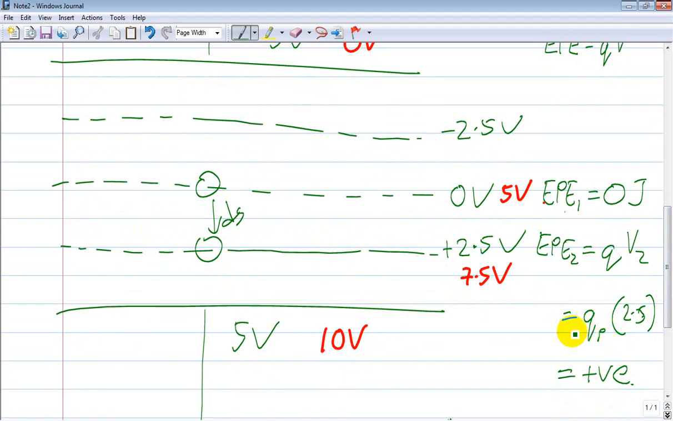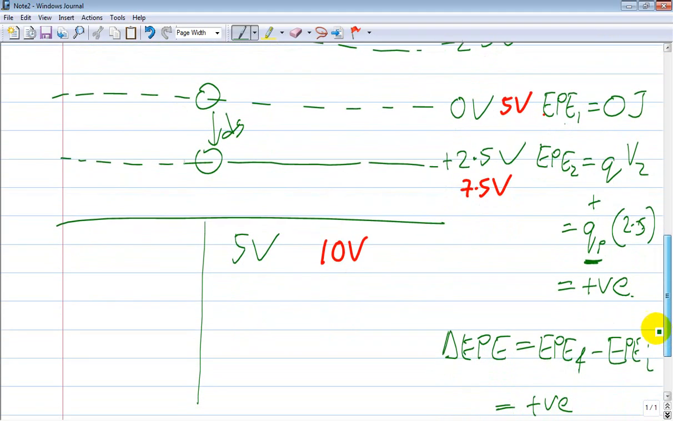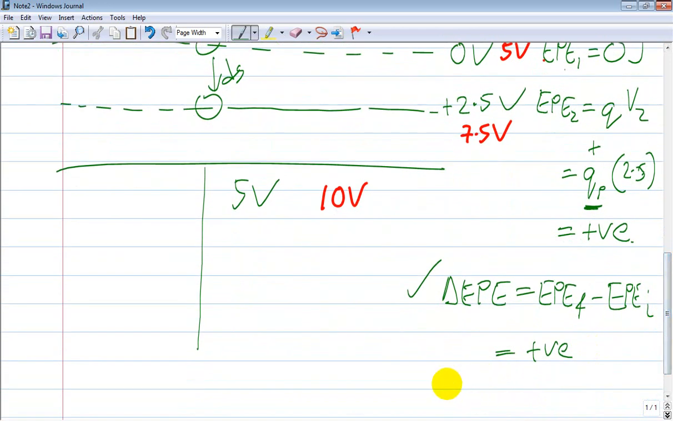Remember, when we substitute charges for EPE as well as potential, we should substitute with the sign of the charge. So this charge sign is important. I know it's positive as given in the question. That's why I know the final answer for EPE at this position is positive. The change in EPE is final minus initial, so I take this value minus this value, which gives me some positive value. So I conclude that the change in EPE is positive, which means my EPE increases.